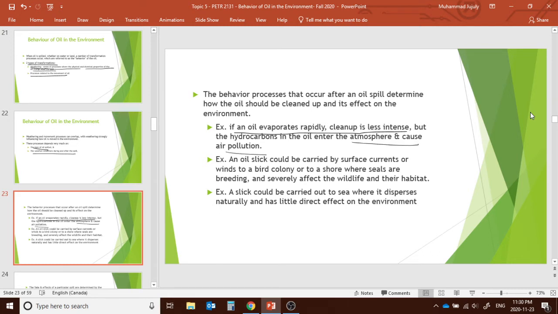An oil slick could be carried by a surface current or wind to a bird colony or to the shoreline. So that is another very severe consequence of the oil spill. Or an oil slick could carry it out to the sea where it disappears naturally, and could have little direct effect on the environment, which is the best possible scenario.